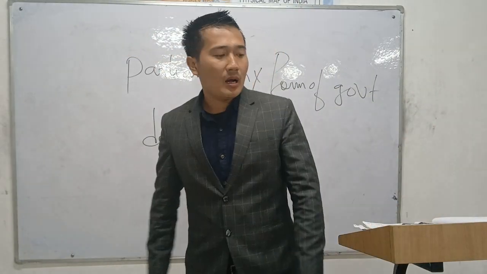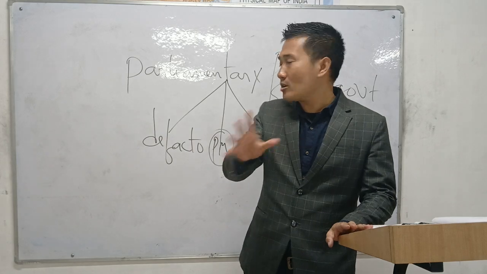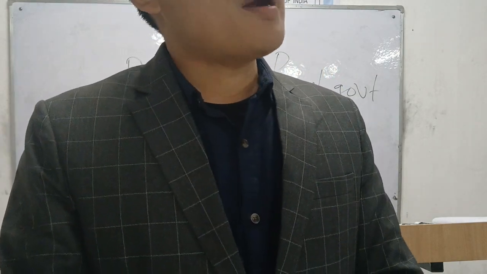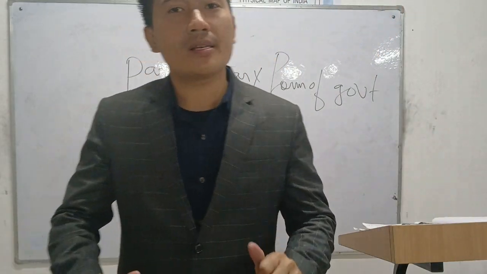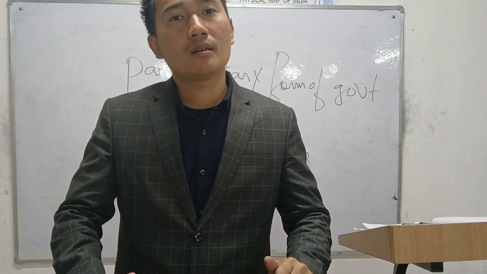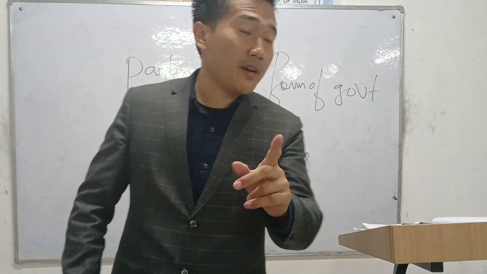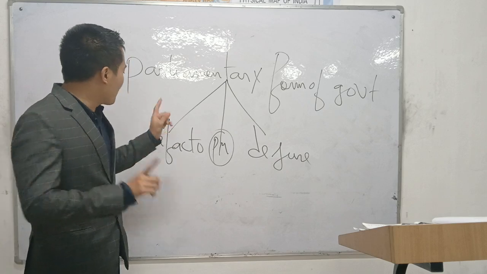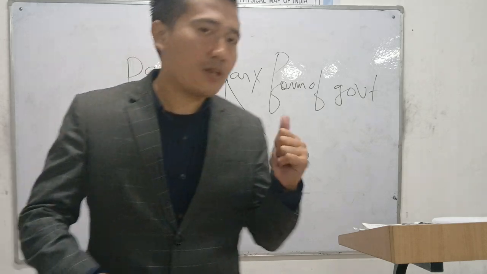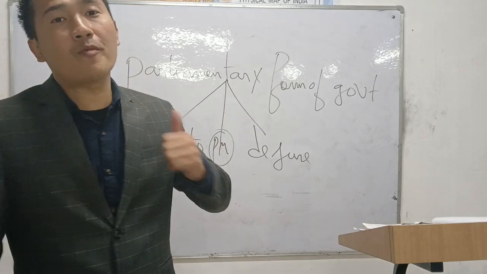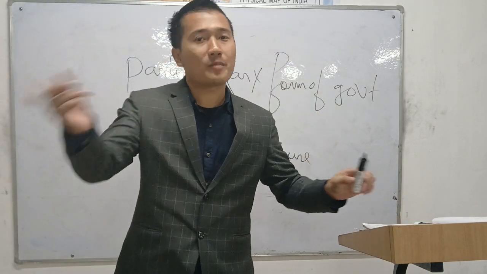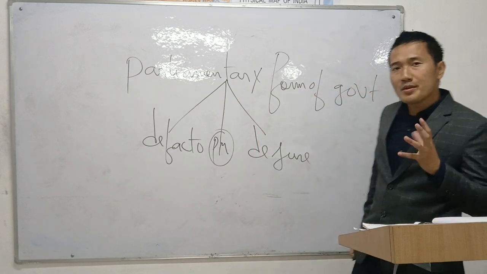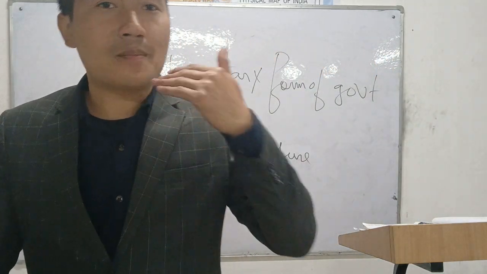Parliamentary form of government is also known by another name, the Prime Minister form of government, because here the Prime Minister is the most powerful person. Remember, here the Prime Minister is the most important person in the parliamentary form of government. That's why it is also known as the Prime Minister form of government. It's the same, okay? Please don't confuse it. Now we will see the features of this government, or why this government is the best government.